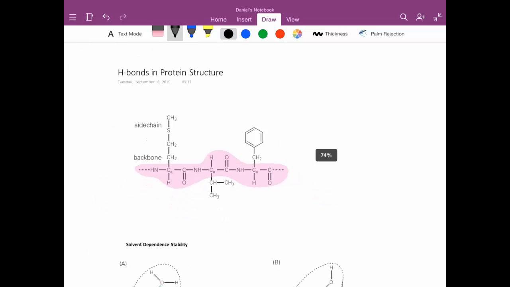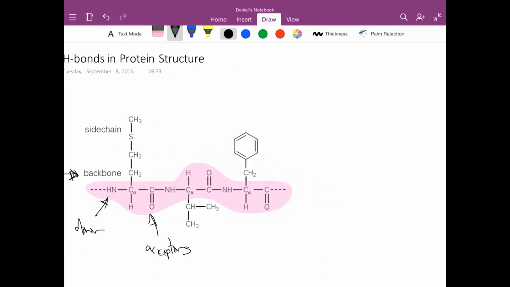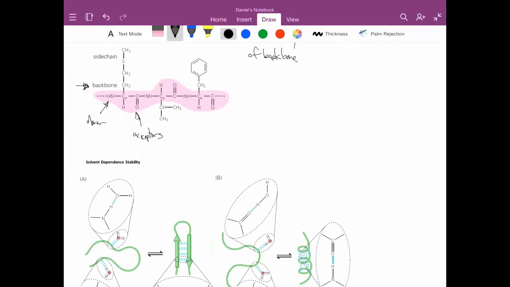So if you want to create a regular structure or remove the protein from an aqueous solution, you must satisfy these hydrogen bonds, or else there is a large energetic penalty, and it would not likely be stable. So there are several ways of satisfying these hydrogen bonds.